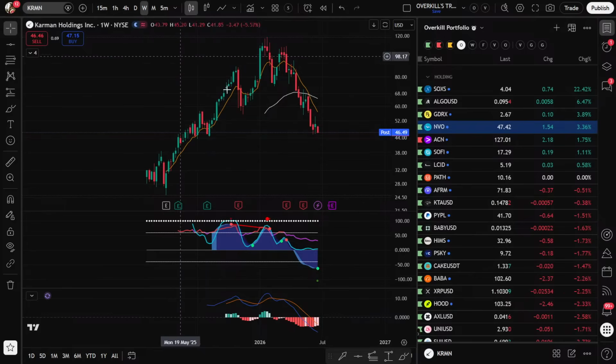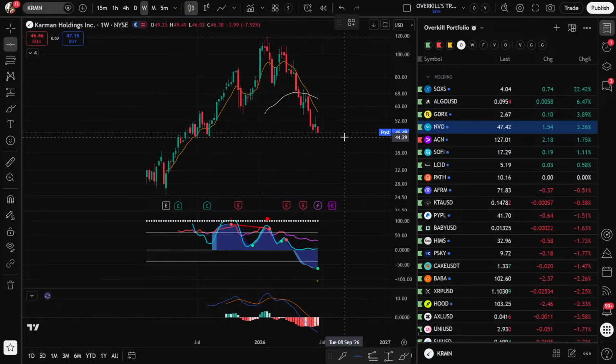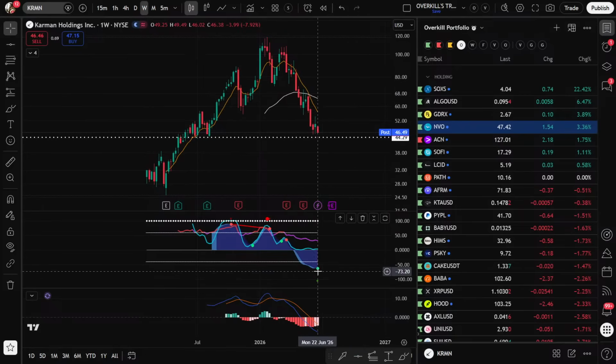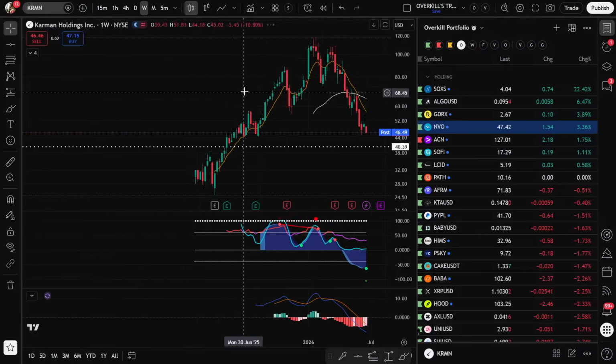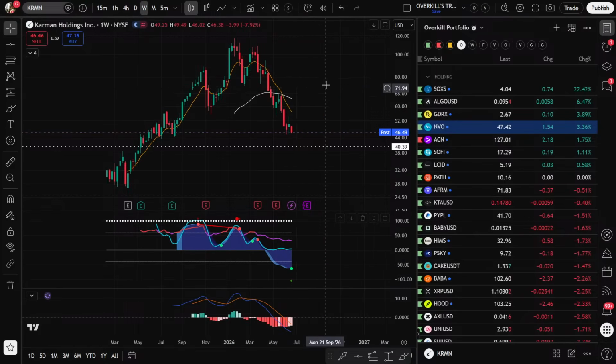KRMN is giving a signal here on the weekly. So yeah, this would be a buy for us. Up above 44, that would be a buy signal. Again, we want to buy good quality companies at great prices. We're down here at the bottom of the fib. I like this one as long as it holds on to 40. I don't know anything about this company, but it is giving a buy signal. Again, our signal is to buy down here.